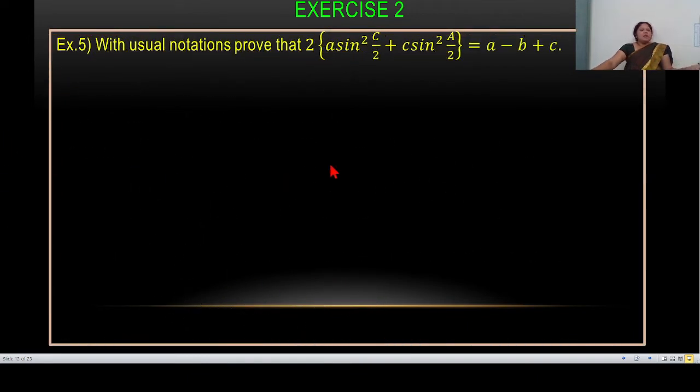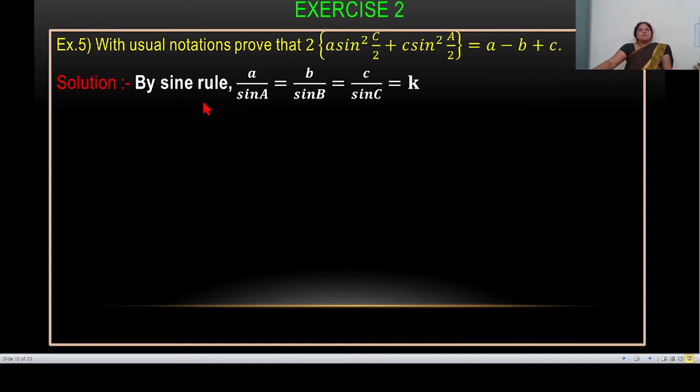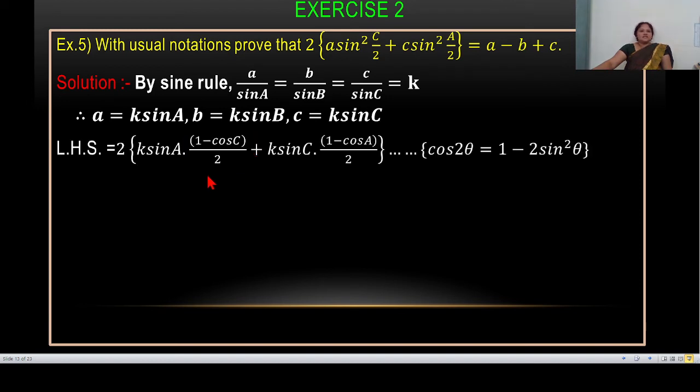Next example: with the usual notations, prove that 2 into (a sin square (C upon 2) plus c sin square (A upon 2)) equal to a minus b plus c. By using sine rule, a upon sin A equal to b upon sin B equal to c upon sin C equal to k, a equal to k sin A, b equal to k sin B, c equal to k sin C.